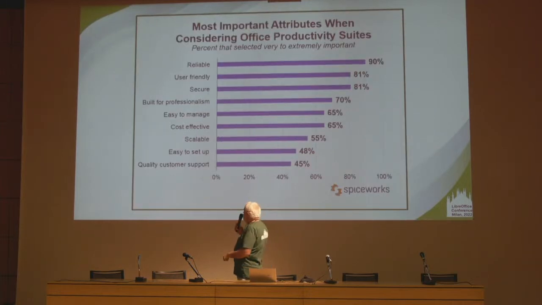And this is the last one. These are the most important attributes when considering Office productivity. Reliable, user-friendly, secure are the first three, and built for professionalism is the fourth. So we are not doing terribly well in these four areas.